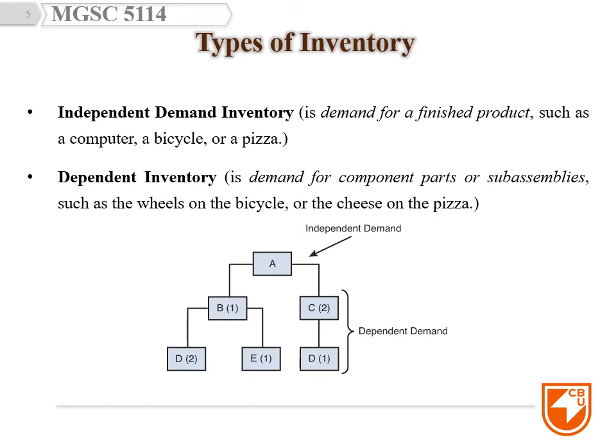And on the other side, we have dependent inventory. This is something like parts or subassemblies of a finished product, like the wheels on a bicycle or cheese on a pizza. These are not something that a customer is really willing to pay for. These are ingredients, subassemblies, or parts of a finished product.